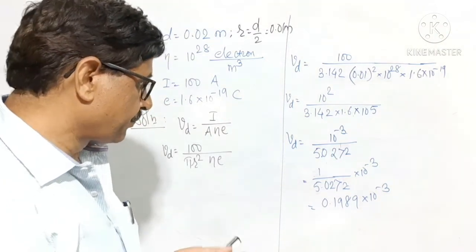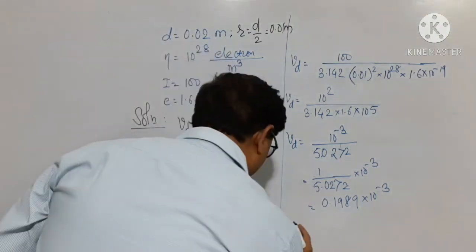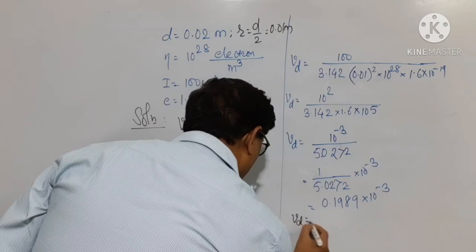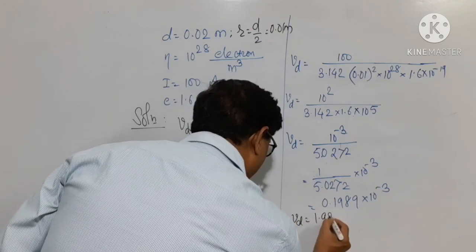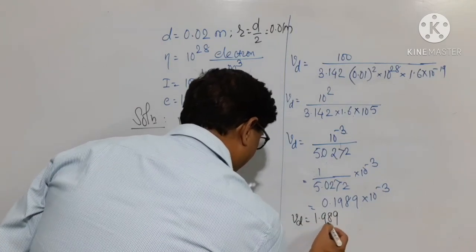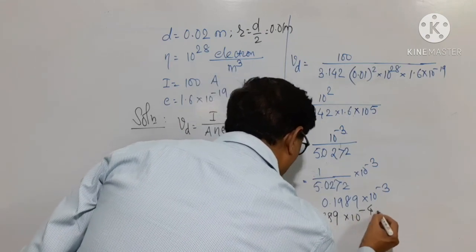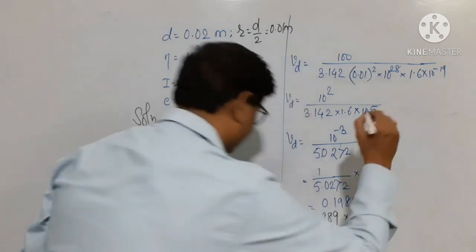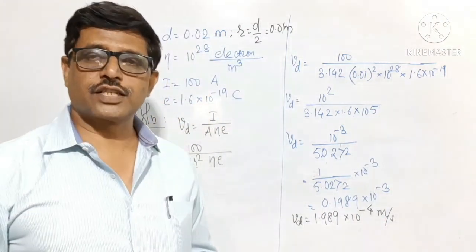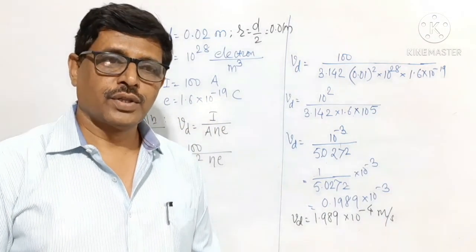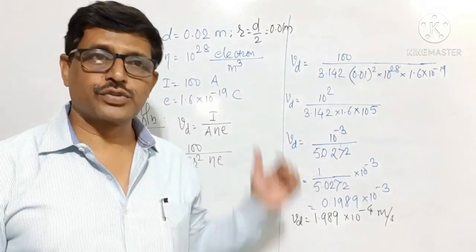And finally the drift velocity should be equal to 1.989 into 10 to the power of minus 4 meter per second. This is how to find out the drift speed using the given data.